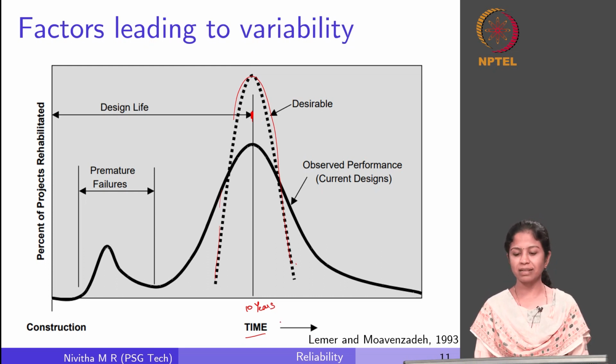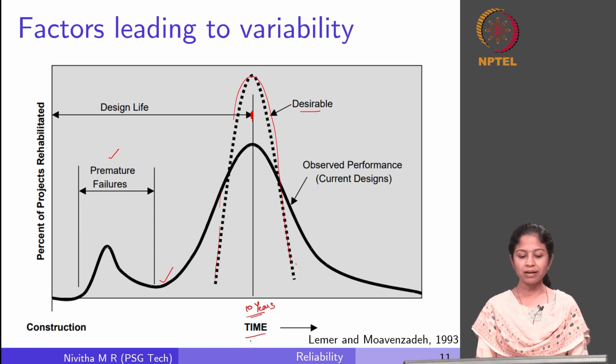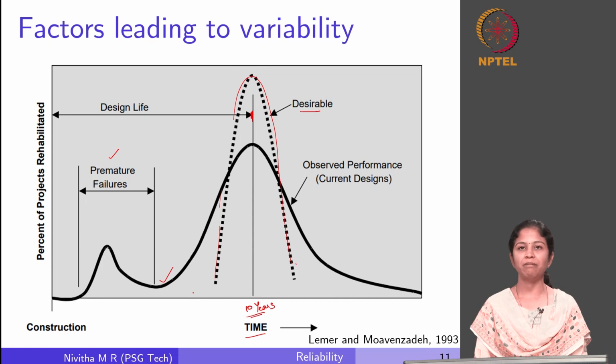But in realistic, this is our desirable case. In reality, what we are going to observe in the pavement is something like this solid line which you can see here. There are going to be some pavements which will exhibit premature failures and some of them may work around the design life also, right. So, it might happen that we can have pavements which fail much earlier and some pavements which meet the design life for which they were designed.